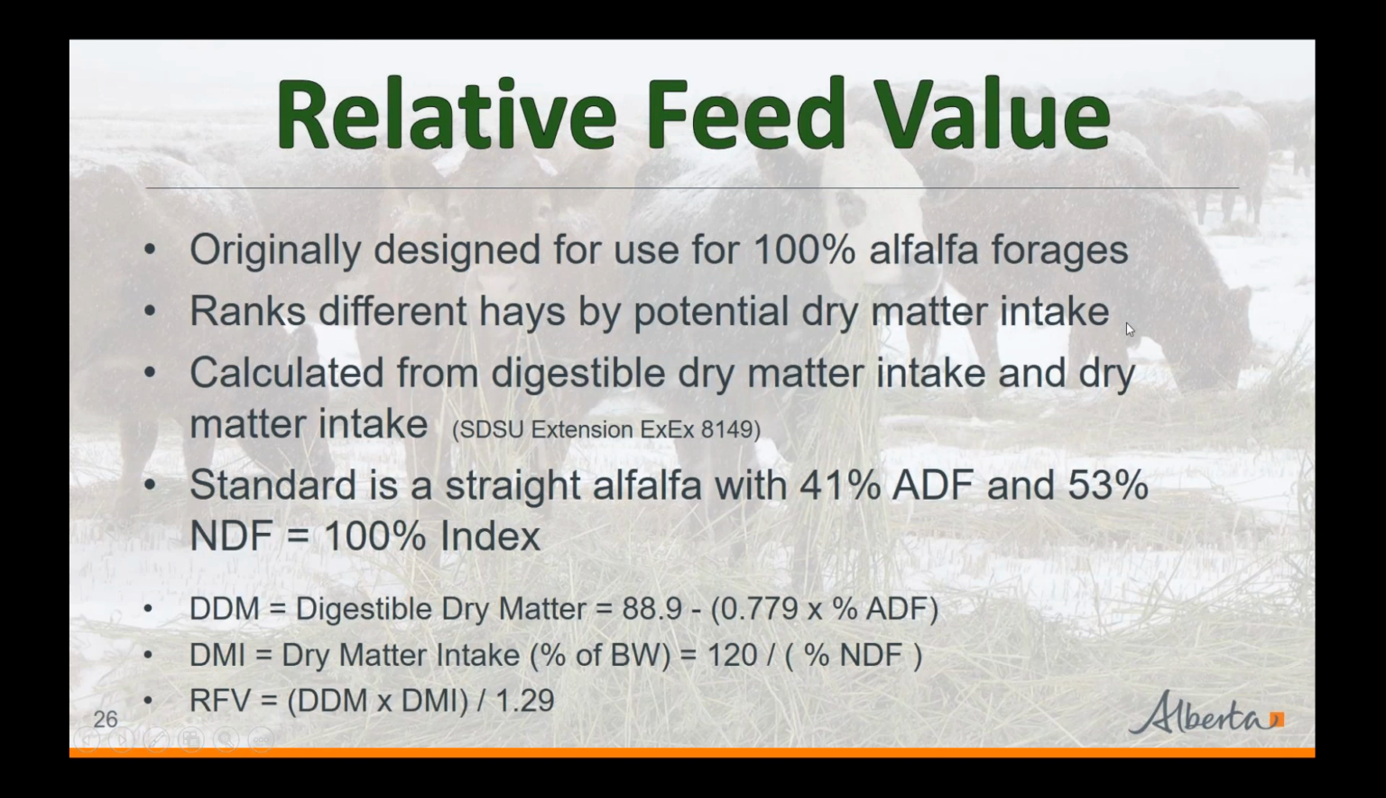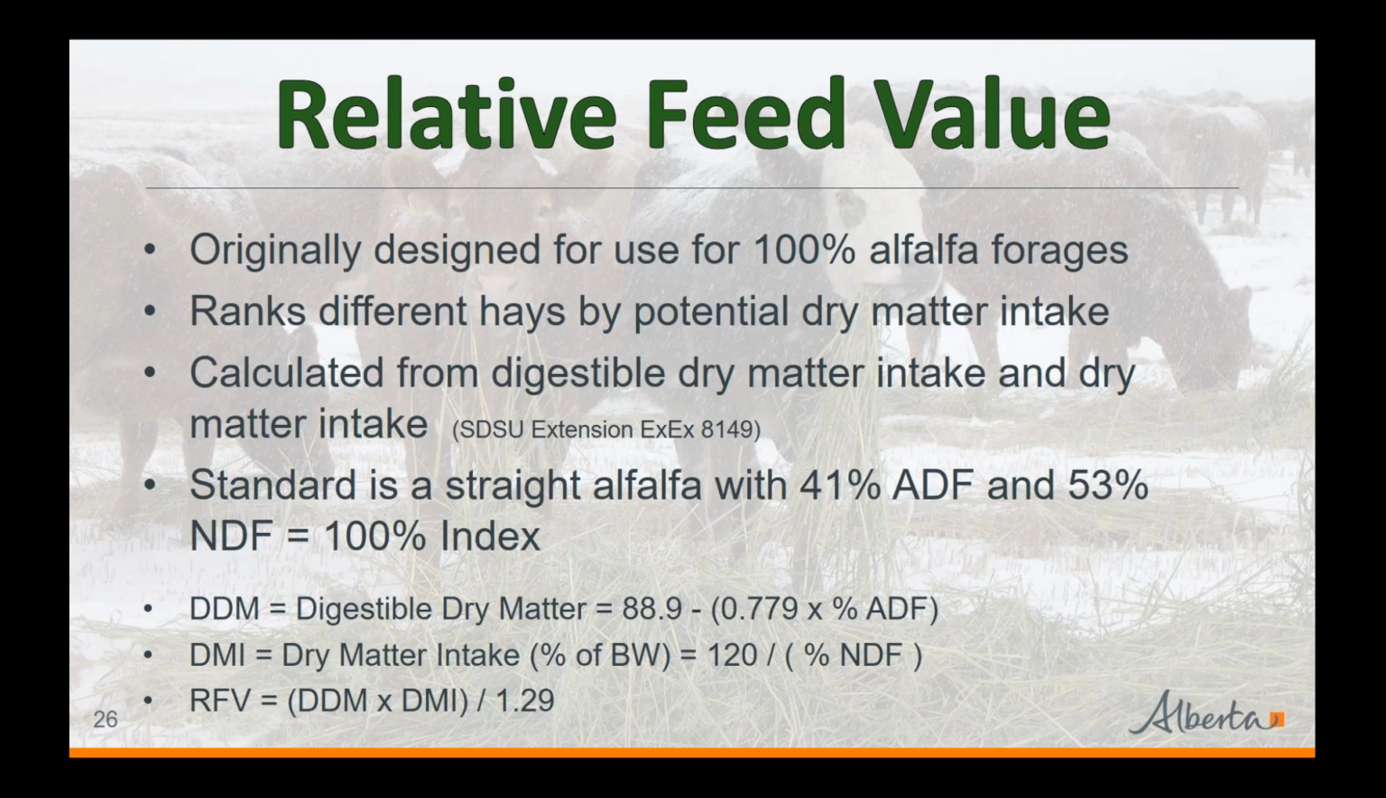Now, RFV, or relative feed value, was originally designed for use by pure alfalfa forages. Basically, producers in southern Manitoba, North Dakota, South Dakota needed some way to have a simple evaluation on dairy quality when they were exporting hay down to Wisconsin or further east in the States, and they wanted a good quality alfalfa for the dairy cows. Now, there are a couple things that are needed when you try to develop your RFV. It ranks the different hays by the differences in potential for dry matter intake, and also digestibility of that dry matter.